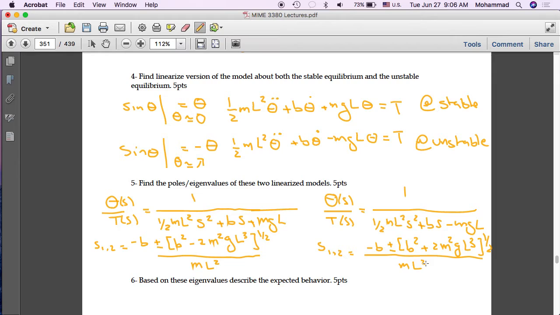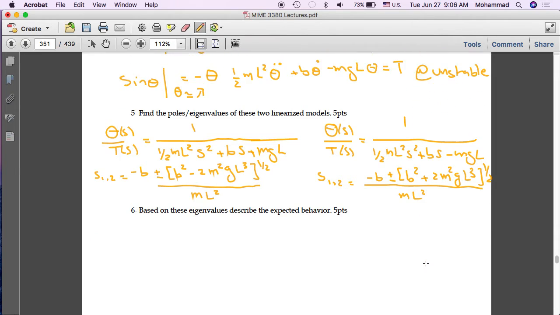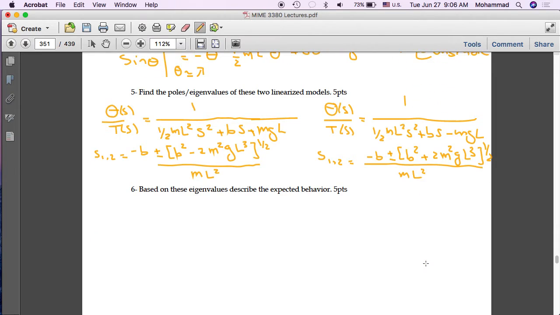So I'm going to give you a minute to look at these sets of eigenvalues and tell me, what do you see as different between these two cases? Because that's exactly the next question. It asks you to look at these values and explain the expected behavior. In other words, where are these two poles for each of these two cases?